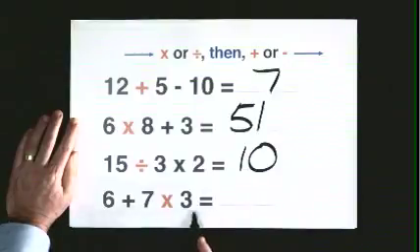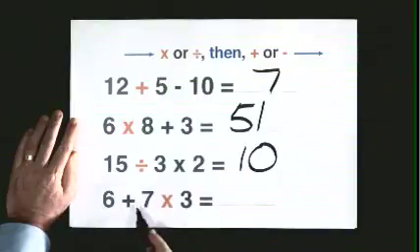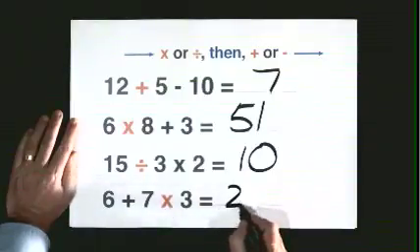Left to right, we must do the multiply first. 7 times 3 is 21. 6 add 21 is 27.